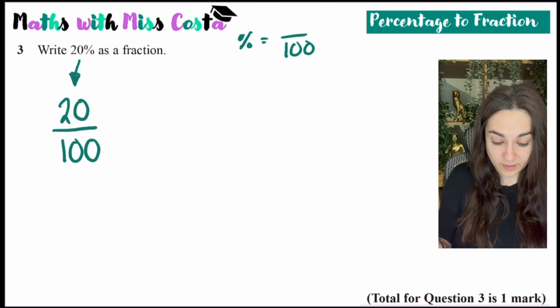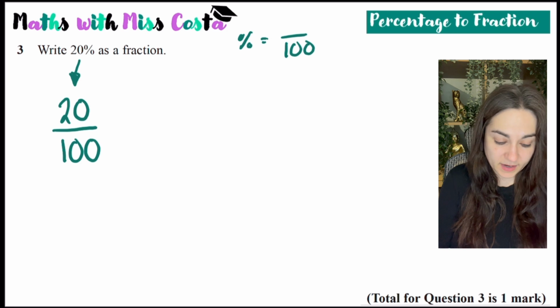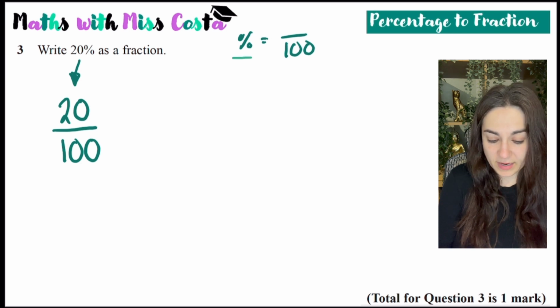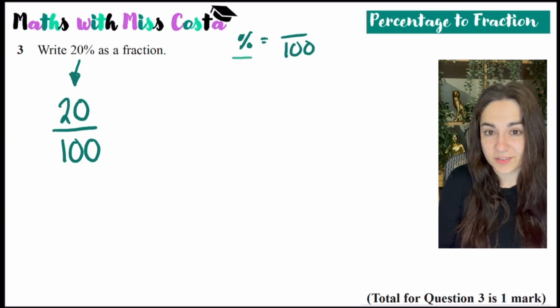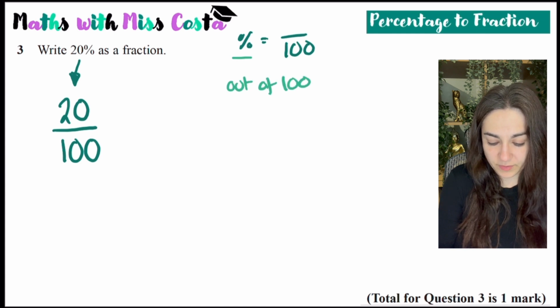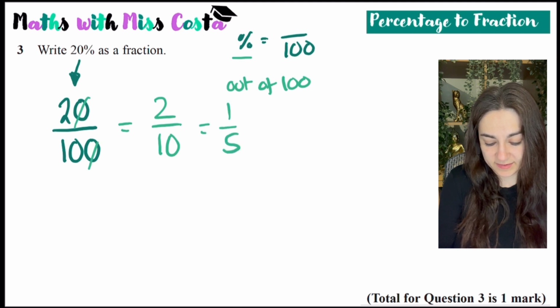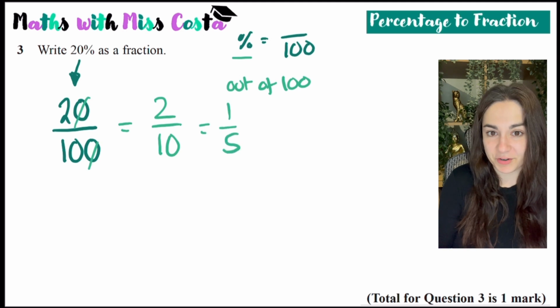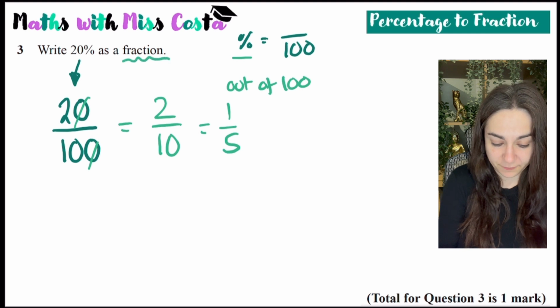And we don't need to do anything more because it hasn't asked us to simplify. So literally, to turn a percent into a fraction, you just write it over 100. It just means out of 100. If you wanted to, you could simplify that to 2/10 by dividing by 10, and then to 1/5, but this isn't necessary because they haven't asked you to. They've just asked to write it as a fraction, and 20 over 100 is a fraction.